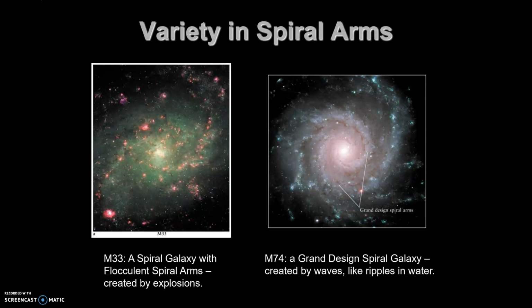So if we take a look at some of our different arms, we'll see some galaxies with flocculent spiral arms that are going to be created by explosions. And then we see a grand design spiral galaxy here, which is created by waves, like ripples in water. So we can see a bit of a difference here: this one looks a little bit more like explosions coming along our spiral arms here, and this one is a little more organized, like ripples on water.